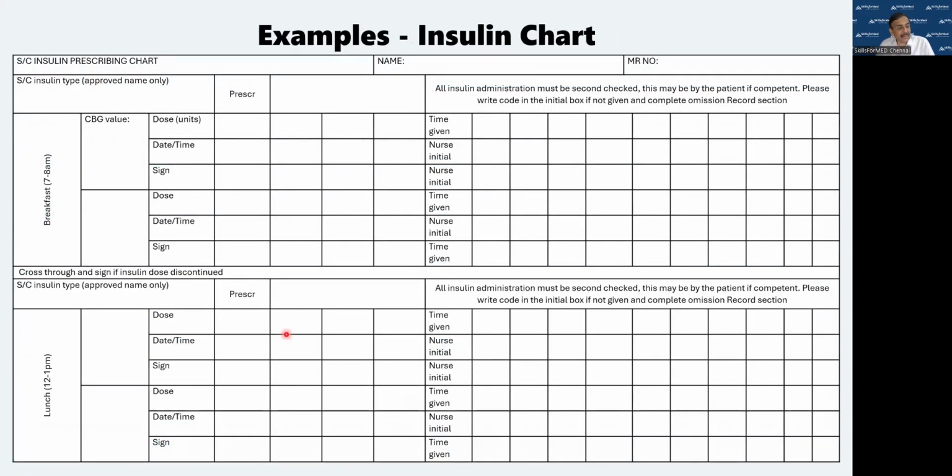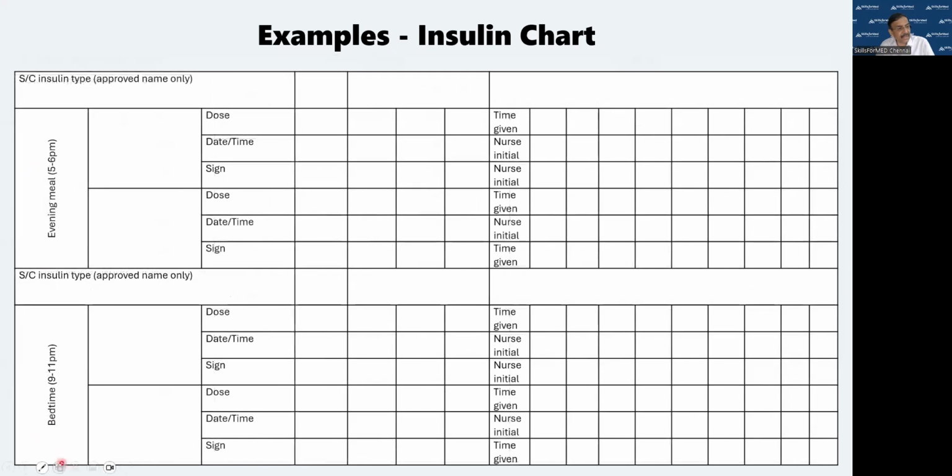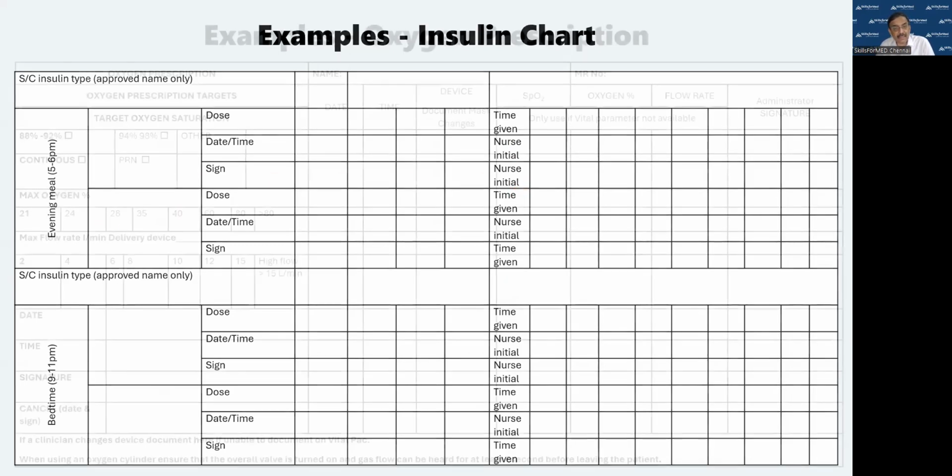So insulin, here is a good example of an insulin chart where it is clearly mentioned for breakfast, lunch. I think there is one for evening and bedtime. It's a separate insulin chart, and you can track the whole thing. What is the type of insulin, and whether it is given in the evening, what time it is given, and if there are two drugs to be given, there is a provision to enter these two drugs also. And you see, the nurse's initial is 2. This is because insulin has to be cross-checked either by another person, either the nurse or the patient themselves, if they are regularly using insulin. So that is the way the insulin chart works.